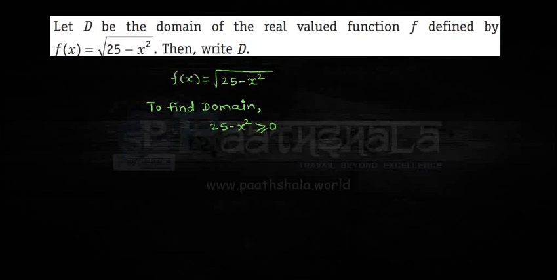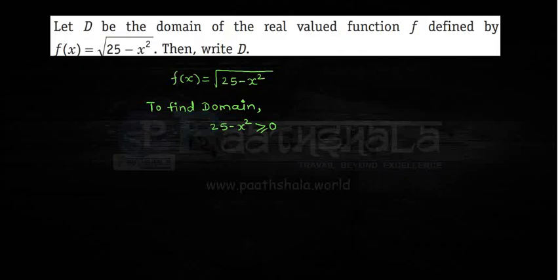So here in this question, they have given a function f(x) equals square root of 25 minus x square. They have asked to find the domain, that is capital D. So find the domain of this function, root of 25 minus x square. The function should be defined.